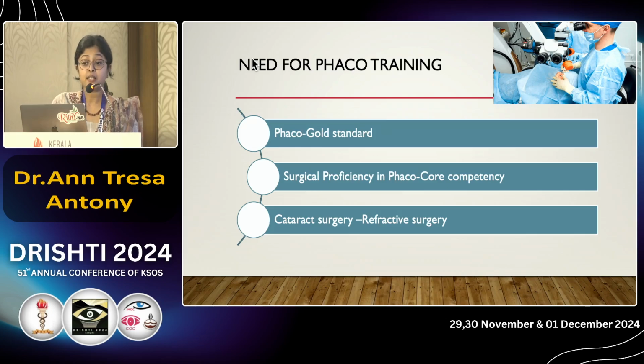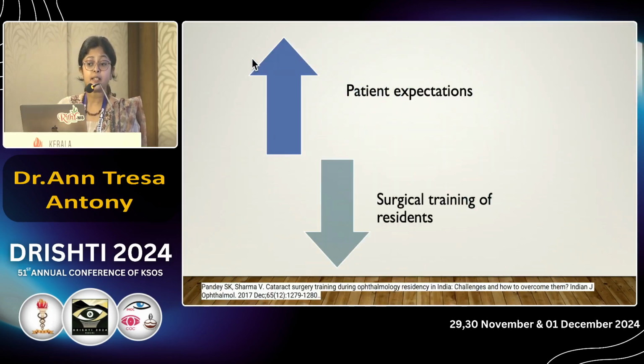So, why is there a need for phaco training? Phacoemulsification has become the gold standard of cataract surgery, and surgical proficiency in phacoemulsification is the most mandatory core competency for the modern cataract surgeon. Now we are moving to the era of refractive surgery, and in the present scenario there are a lot of expectations from the patient, like needing eagle vision immediately after the surgery. But the surgical training of residents in India is not keeping pace with this situation.